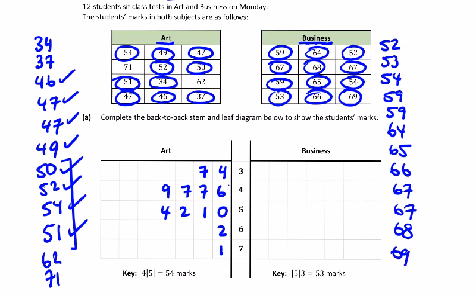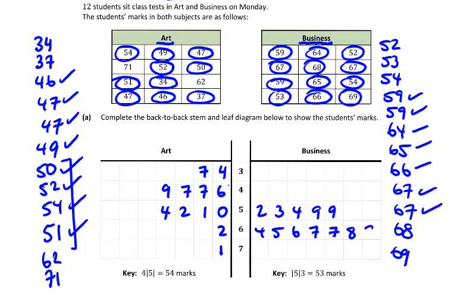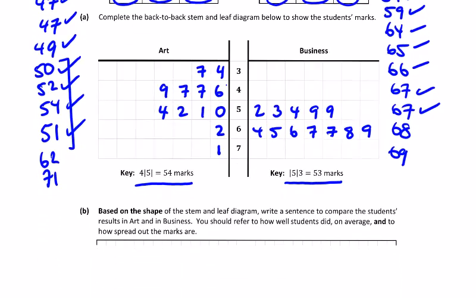So 52, 53, 54: 2, 3, 4. Then we have 9, 9. Then we have 64, 65, 66. 67, 67. And 68 and 69. So that's completing the back-to-back stem and leaf. The keys were given; sometimes you have to fill them in. And what are the questions that follow?